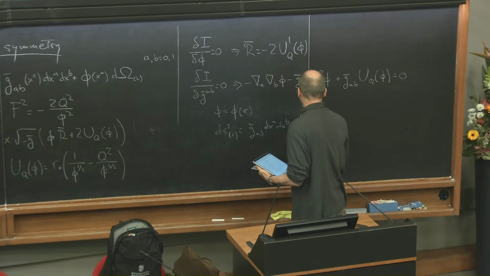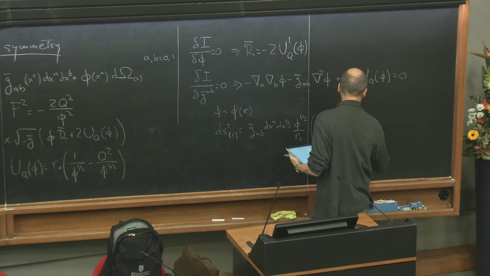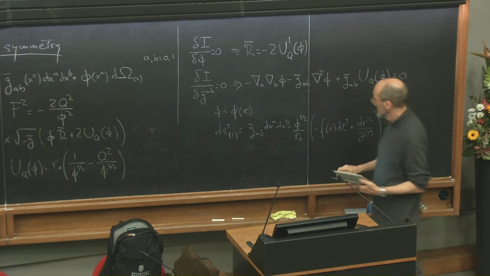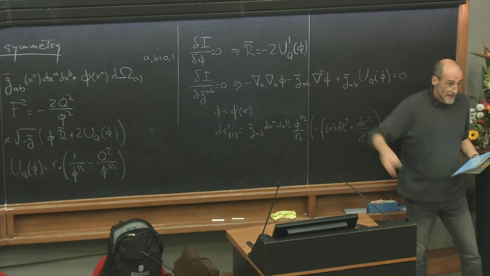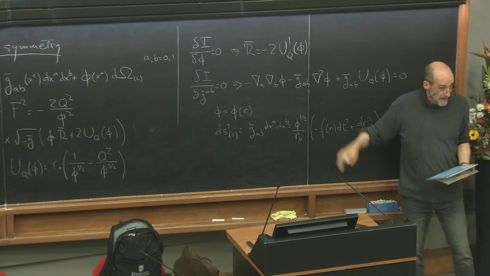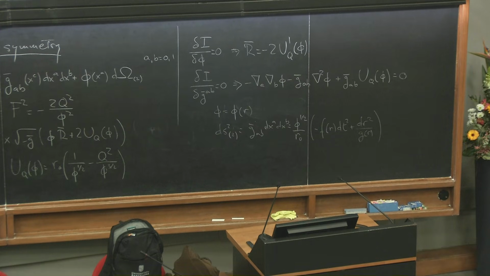We write it like this. Okay. Well, R naught is, again, this fiducial scale that we will fix later on. So you can always choose this form of the metric.